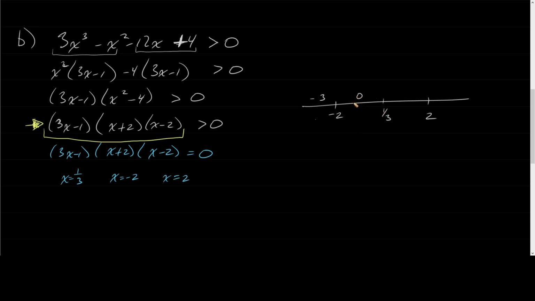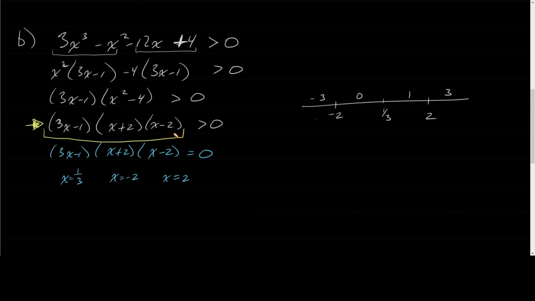And by the way, anytime you're using test points, 0, 1, and -1 are the easiest things to test in that order. 0 is the easiest, 1 is the second easiest, -1 is the third easiest. So whenever you can plug these in, definitely do so in that order. That's why I'm choosing to plug in 0. All right, so that was just a side comment. Now, between 1/3 and 2, I can test something like 1, and above 2, I can test something like 3.